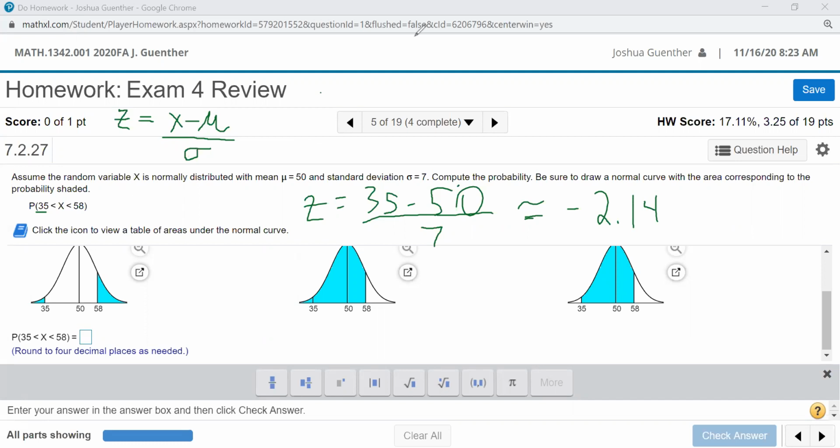Then we need to calculate a z-score for an x value of 58. So it's going to be 58 is the x value minus the mean of 50, all over 7. So it's going to be positive 8 over 7, which is positive 1.14.